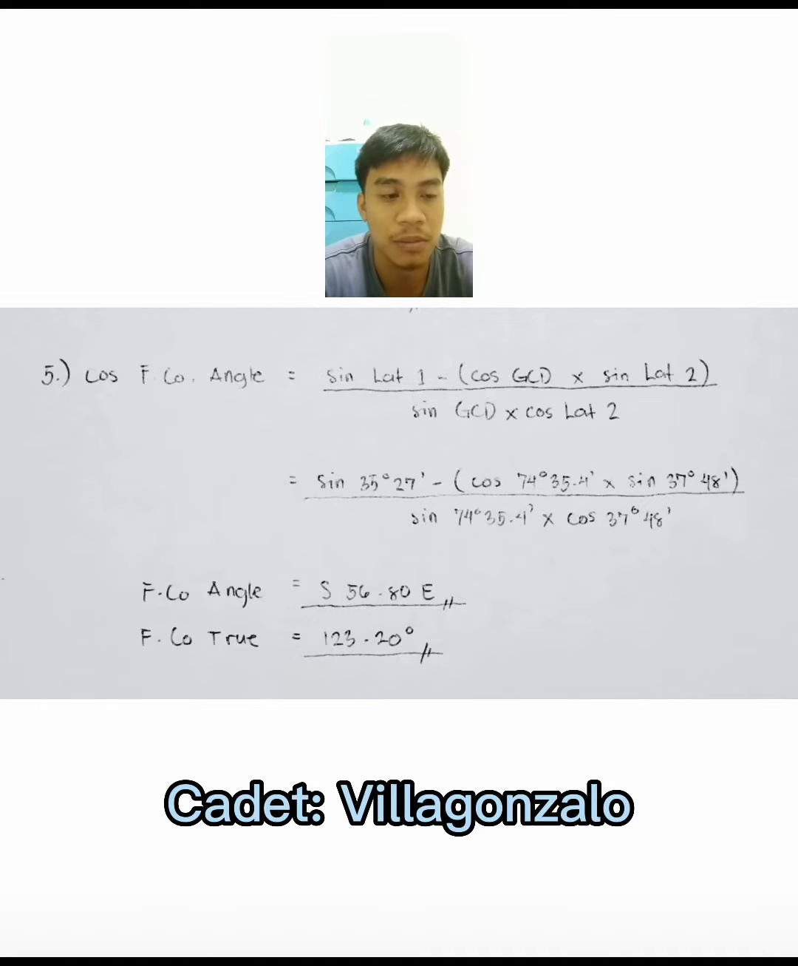After you multiply all the cosine and sine, you will subtract it from the sine latitude 1, which is 35 degrees and 27 minutes. So the answer of the final course angle is S 56.80 degrees E, and the final course true is 123.20 degrees true.